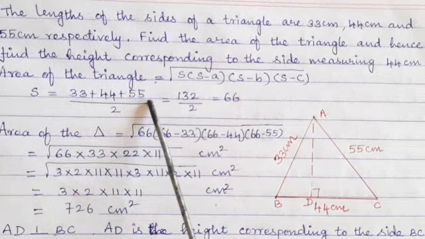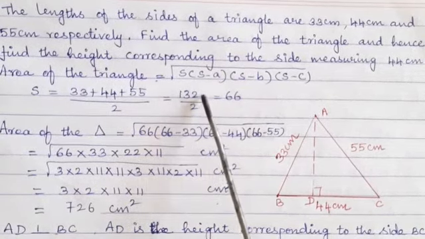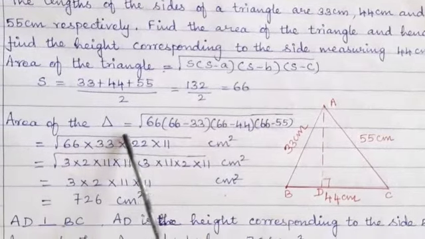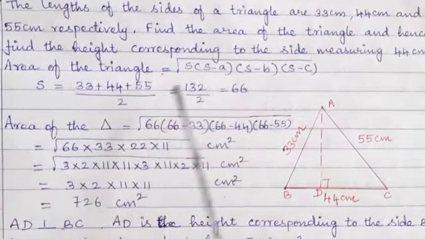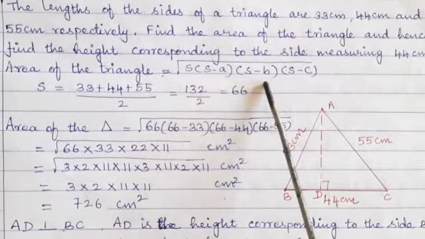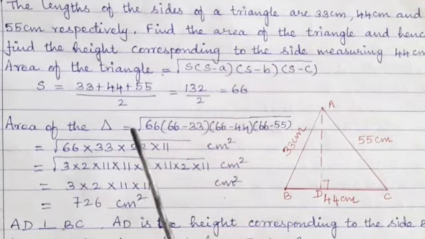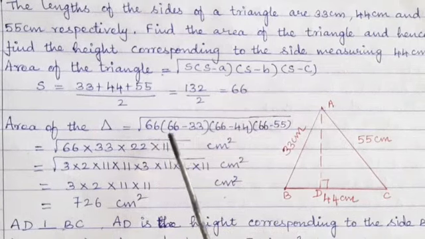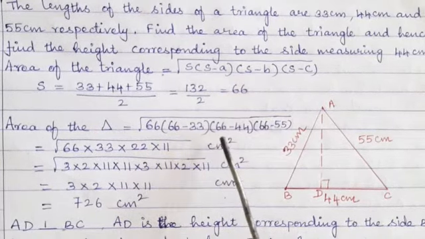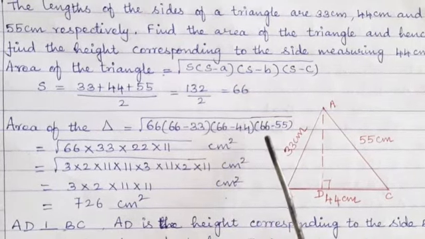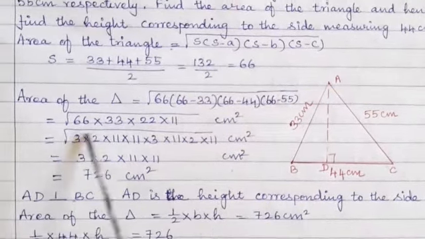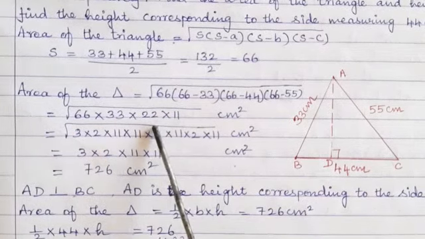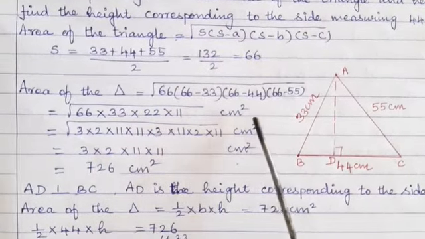These are all the sides of the triangle, which is equal to 132 by 2, which is equal to 66. Now area of the triangle equals, applying the formula, square root of s into (s minus a) into (s minus b) into (s minus c). Then you put the values of s, a, b, c. That is 66 into (66 minus 33) into (66 minus 44) into (66 minus 55). That is square root of 66 into 33 into 22 into 11 centimeter squared.